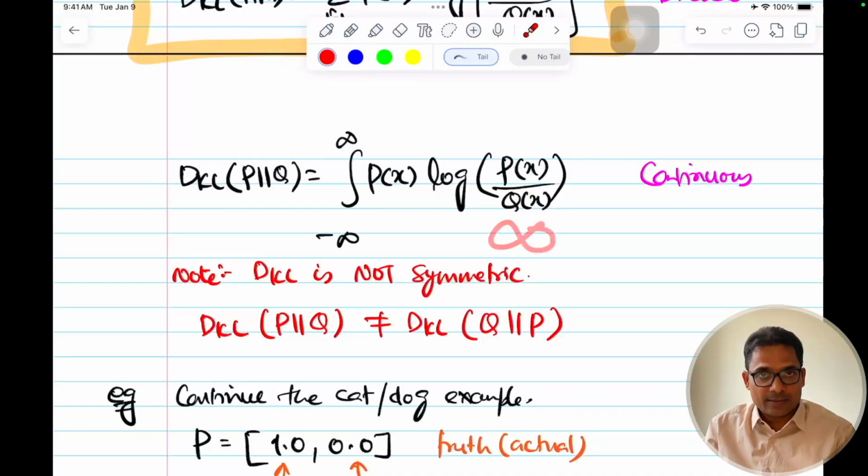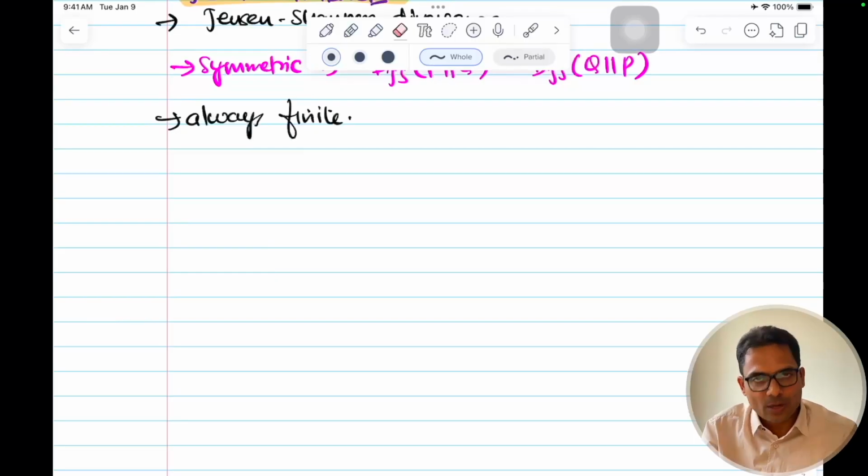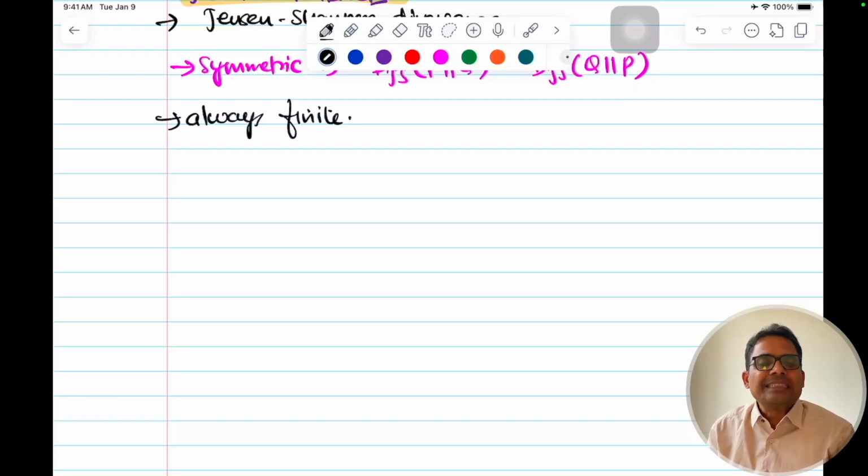Jensen and Shannon divergence also solves this. It makes it finite. How does it do it? We'll see the formula and then it will become pretty obvious. So it is also always finite. It makes it symmetric, and it solves that problem of KL divergence by making it finite. So these are the two things it addresses. And how is it defined? It is the average distance, the average KL divergence, of two distributions P and Q with their mixture.